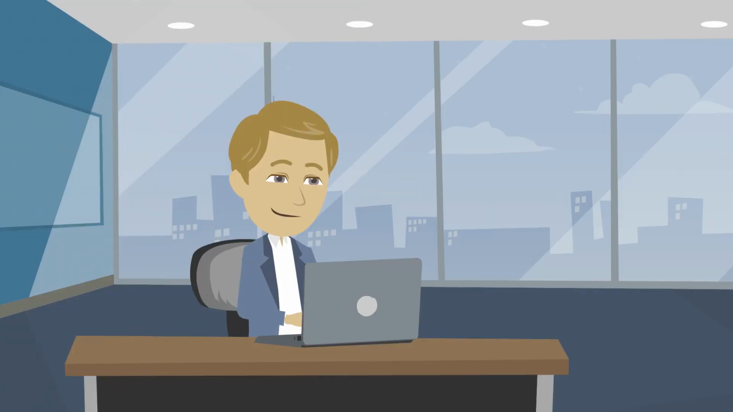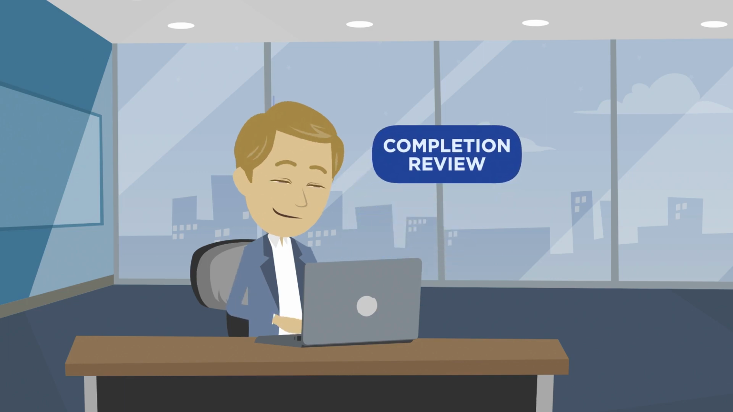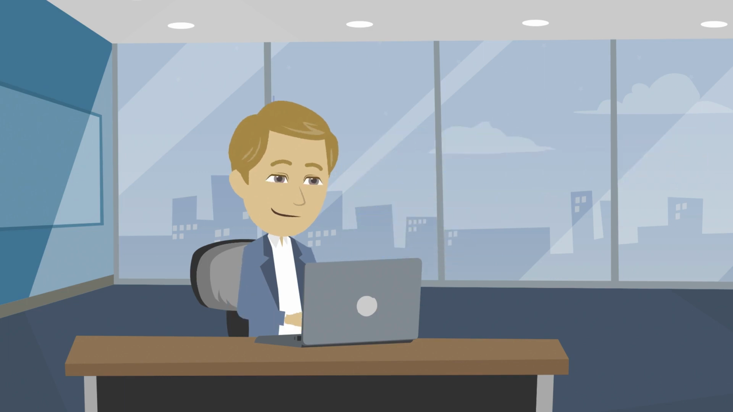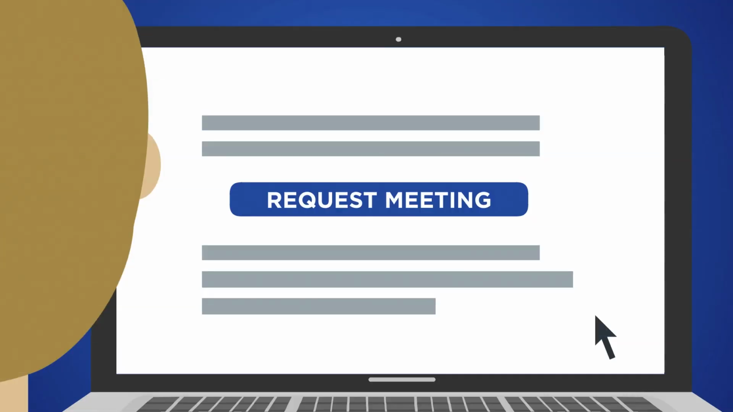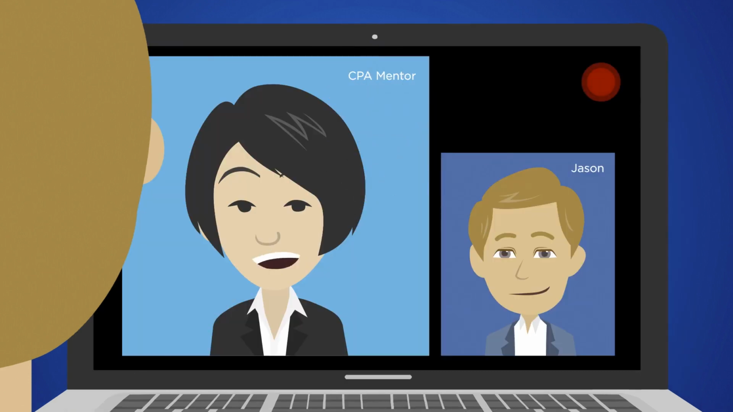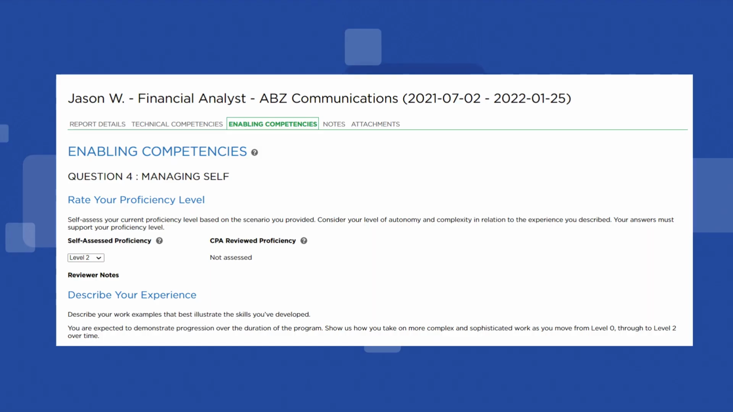Although Jason self-assessed as having met all requirements, this will need to be reviewed by CPA Ontario before it can be approved. Next, he requests a final meeting with his mentor to discuss his progression in meeting the requirements for the enabling competency areas. His mentor has one comment on his enabling competency example for managing self.